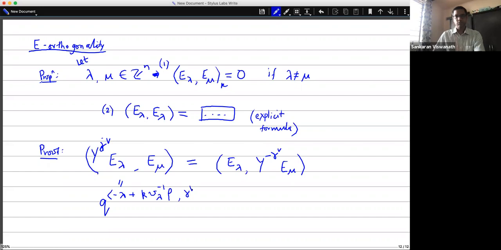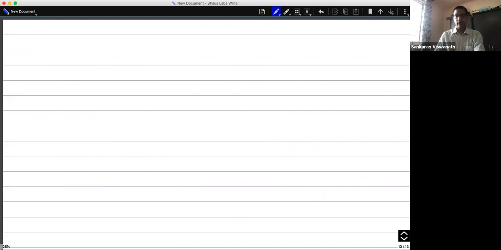Okay, that's on the left side. Now the eigenvalue on the right hand side. When I pull it out, I should also remember to take it out as a bar, so that takes care of this minus as well. So the right hand side, by the same computation, becomes minus mu plus k times v mu inverse rho. Now the point is, if lambda and mu are different, then these two eigenvalues are going to be different, and that will force E lambda, E mu to be zero. So that's the argument. Let's just see why the eigenvalues are different.